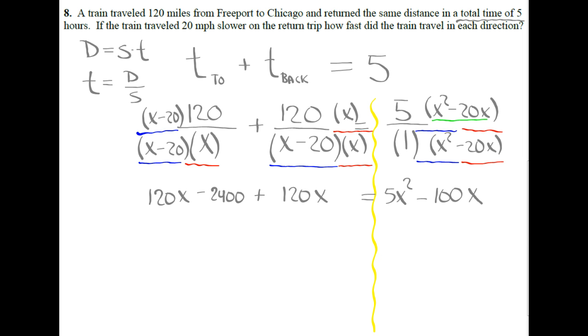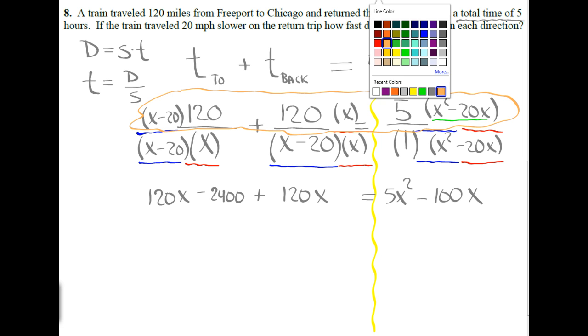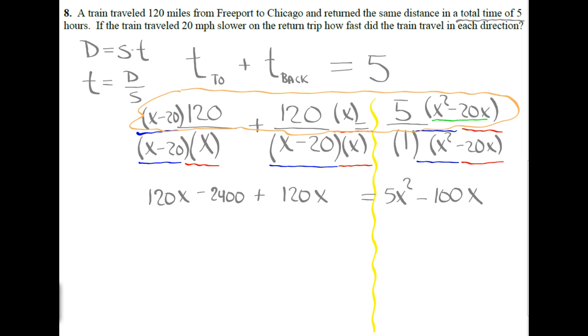So multiplying out all of the numerators, what I have then is all of these cleaned up. So really, I'm not focusing on any denominators here. I've just cleaned up all of that stuff in orange. And so what I can do then is simplify a few more things, and I'm going to have a quadratic equation that is going to be set equal to 0. So I have 120x and 120x there, which are going to combine to make 240x. So on this side I'll have essentially 240x minus 2400 equal to 5x squared minus 100x.